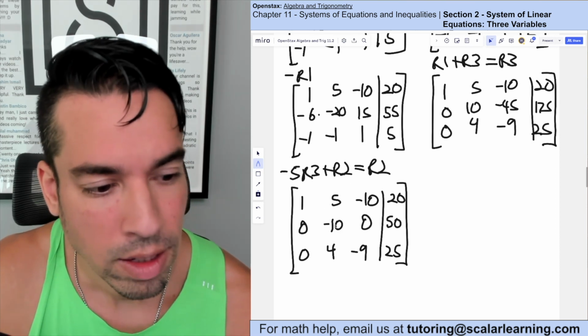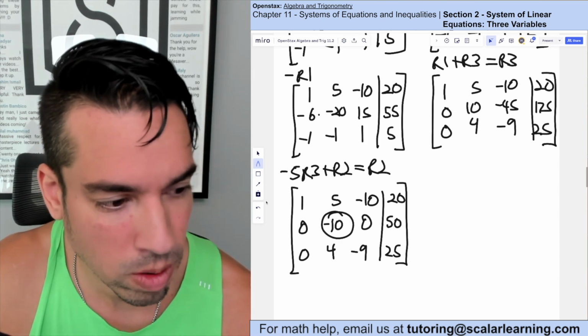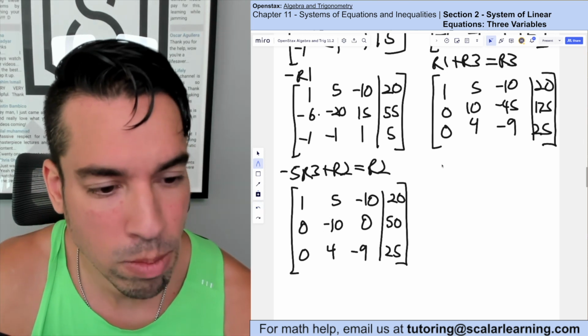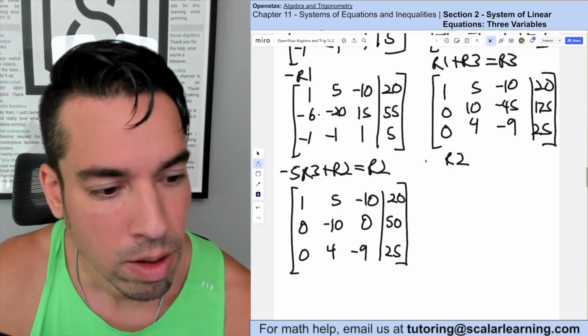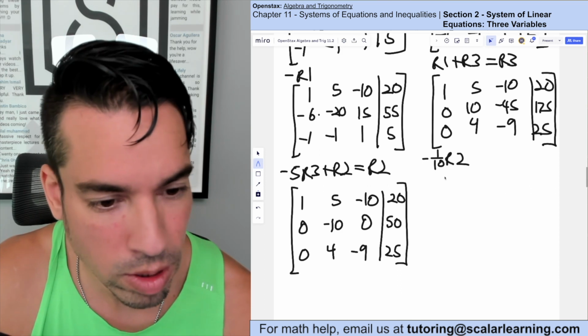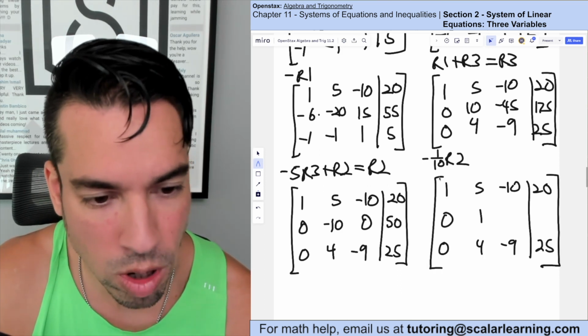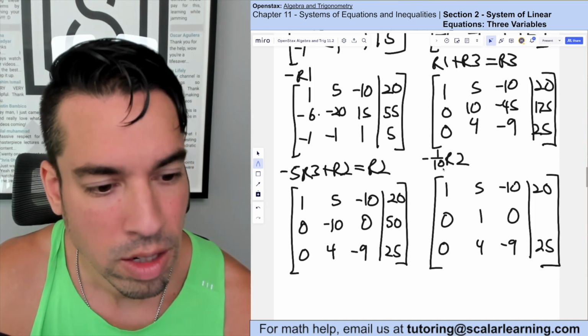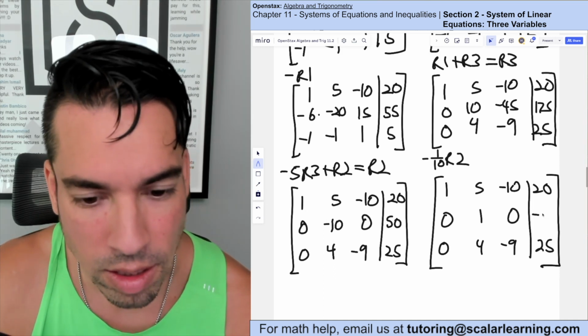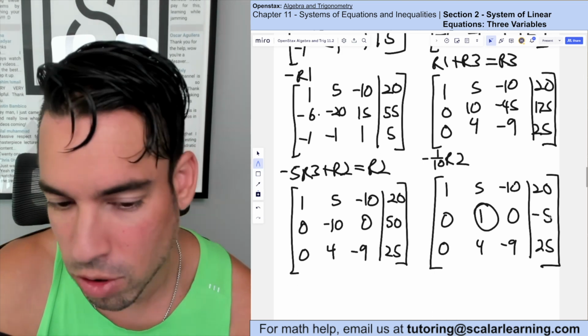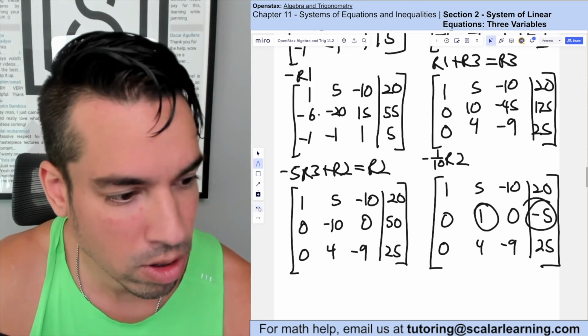Cool. Okay, now we can hit this one and we can flip that to a 1. So I'm going to multiply row 2 by negative 1/10. Let's write that out. So then we got 0, negative 1/10 times negative 10 is 1, negative 1/10 times 0 is 0, negative 1/10 times 50 is negative 5. And look at that, we got our first value. We know that y is negative 5. All right, let's keep it going.